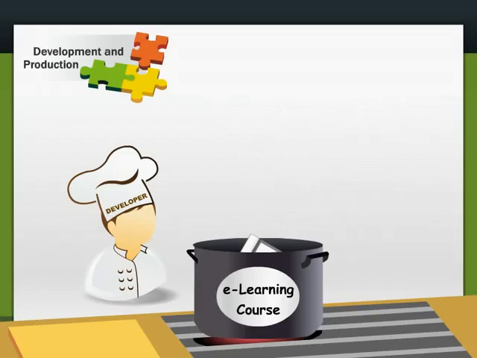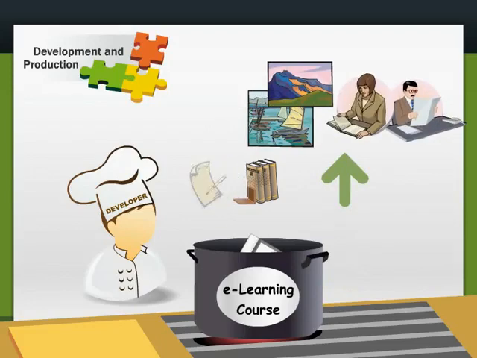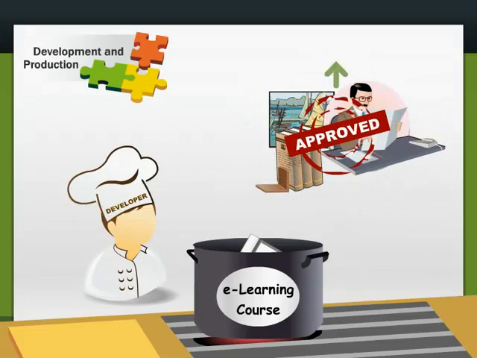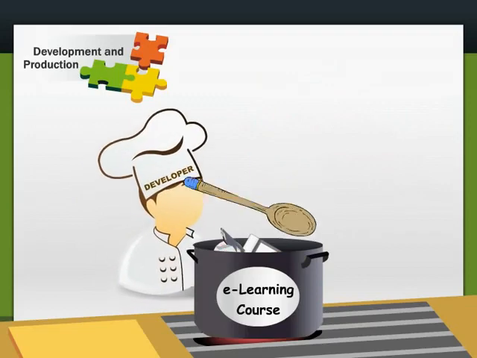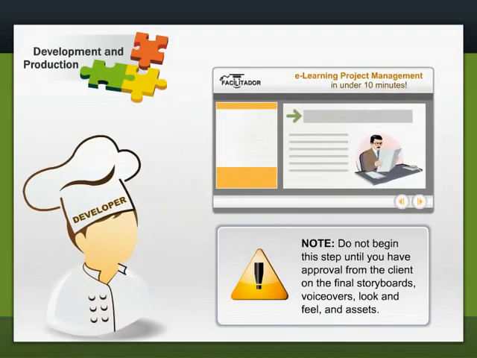Second, determine the assets needed, such as graphics, photos, animations, and characters. Third, create the assets and have the client approve them. Lastly, produce, develop, and program the course. Do not begin this step until you have approval from the client on the final storyboards, voiceovers, look and feel, and assets.